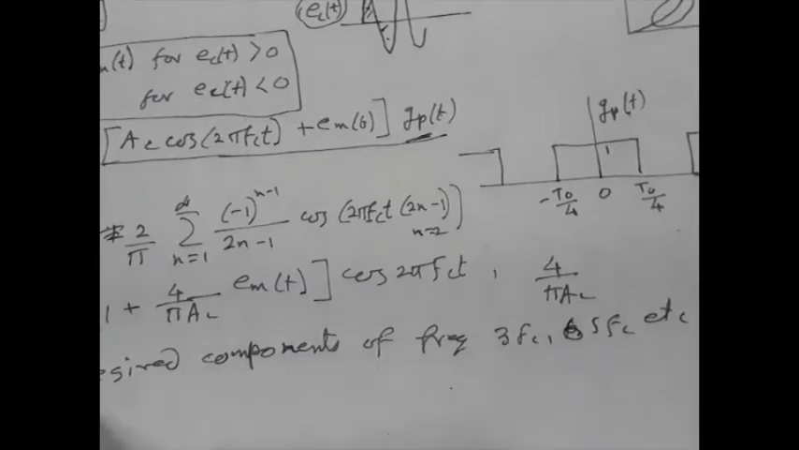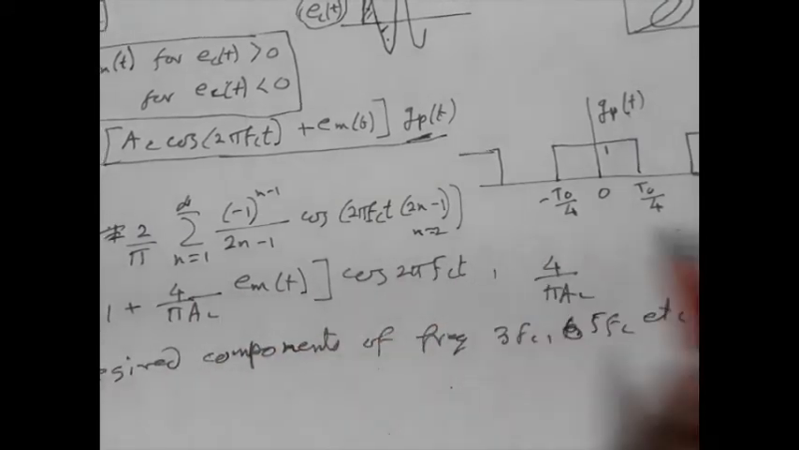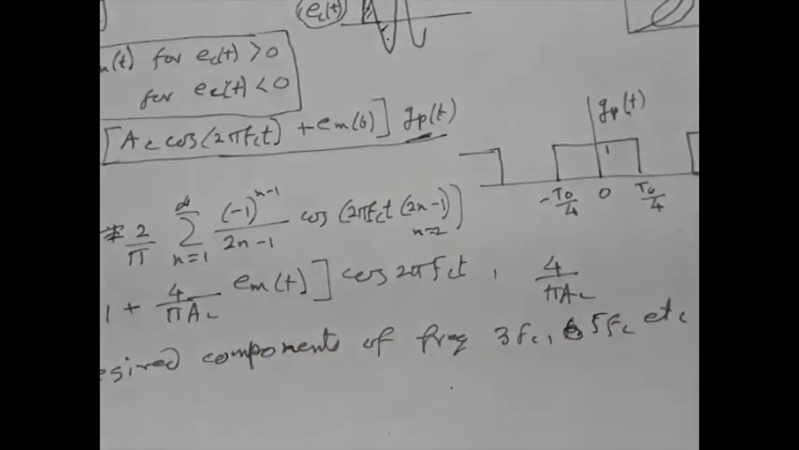These undesired components must be removed by use of a bandpass filter. Then only the first component will be passed, which is nothing but the AM signal. So this is the basic principle of operation of this switching modulator.